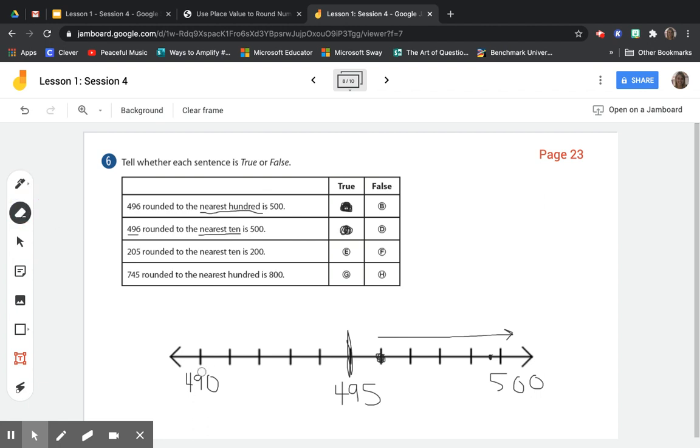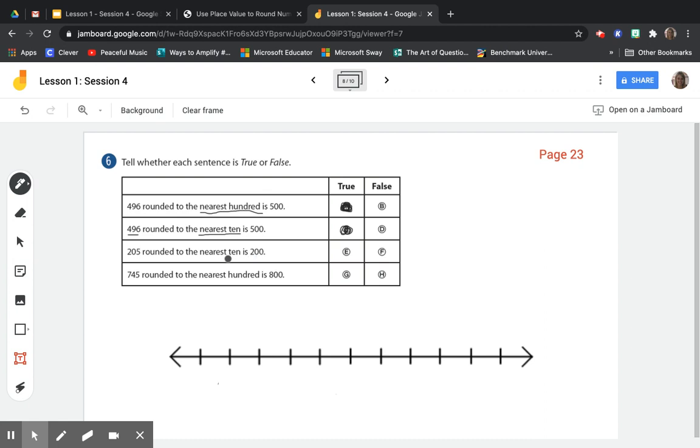All right, now I have a new number. So I'm going to erase this. If you need to draw another number line, that's perfect. I only have one on here, so I'm just going to erase and start over. So here we go. 205 rounded to the nearest 10 is 200.